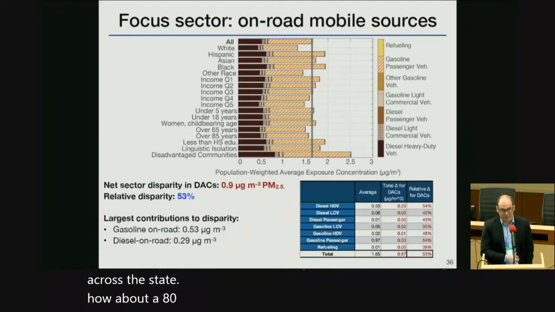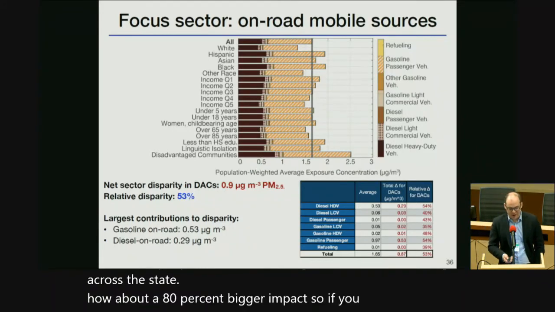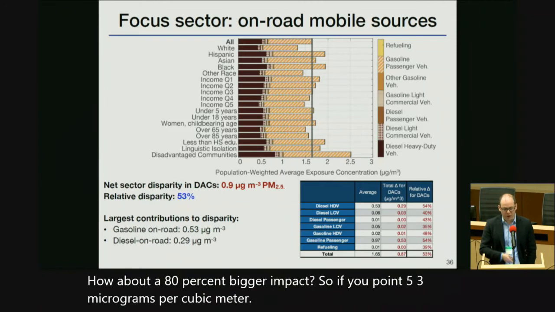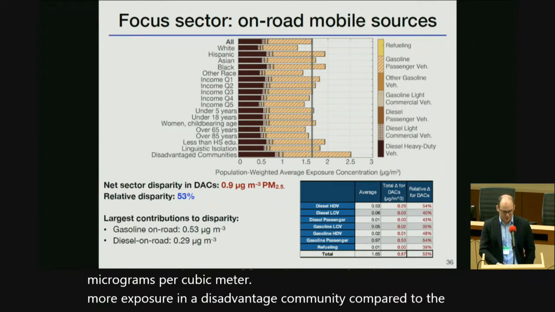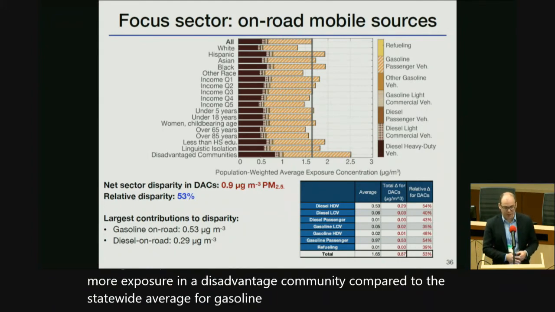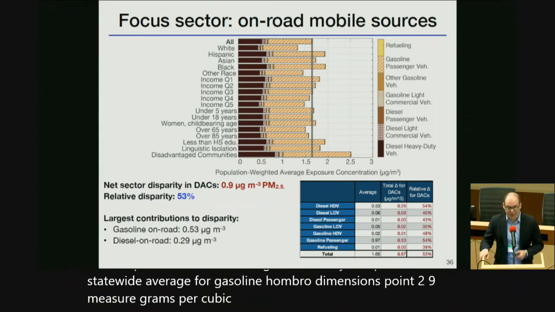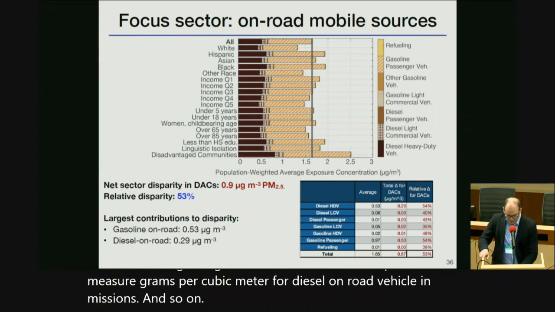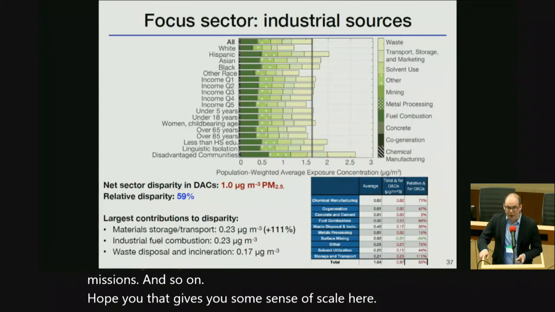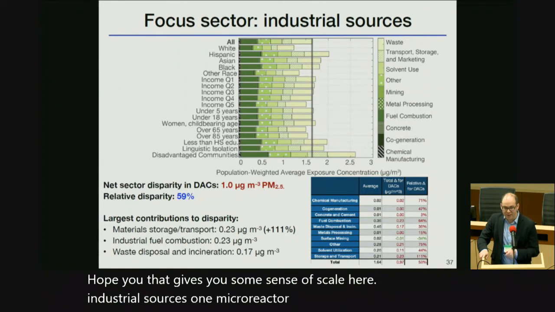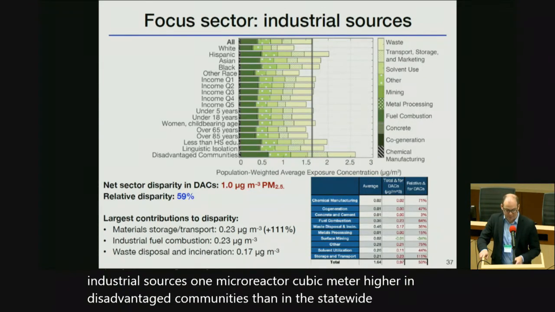So 0.53 micrograms per cubic meter more exposure in a disadvantaged community compared to the statewide average for gasoline on-road emissions. 0.29 micrograms per cubic meter for diesel on-road vehicle emissions, and so on. Hopefully that gives you some sense of scale here. Industrial sources, 1 microgram per cubic meter higher in disadvantaged communities than in the statewide average, relative disparity of 59%.